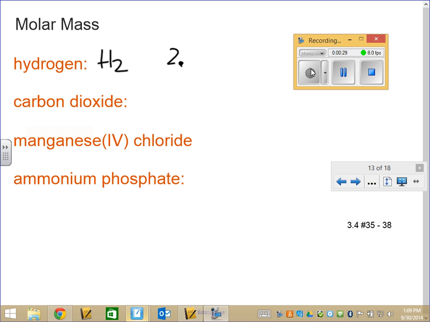That's how we got 2.02 grams per mole as the molar mass. The correct formula for carbon dioxide is CO2. That's how we got 44.01.